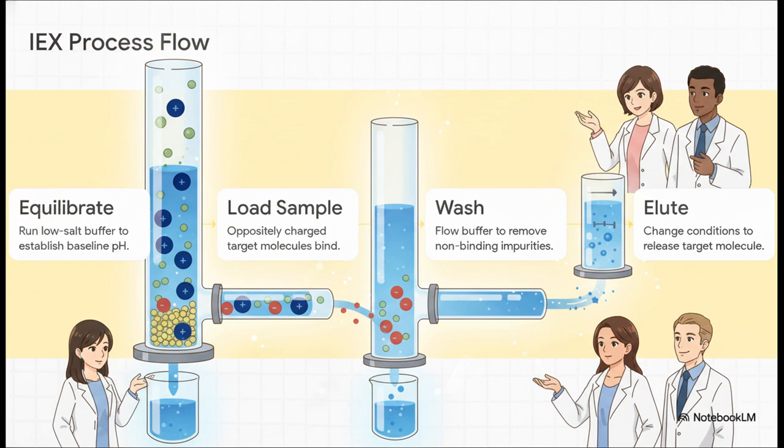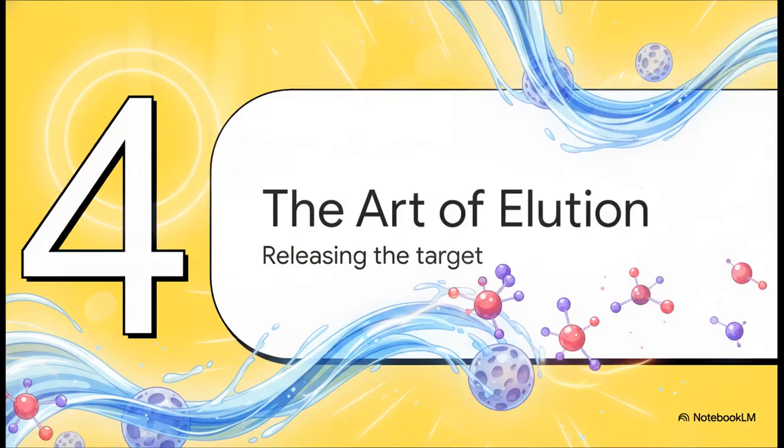And finally, Step 4, elute. We change the conditions to force the target molecule to let go so we can finally collect it. Which brings us to Section 4, the art of elution.